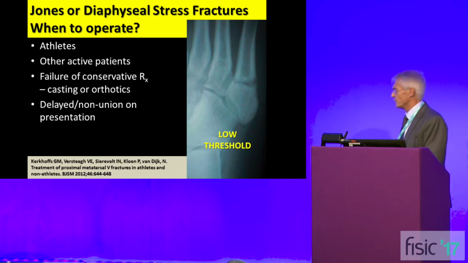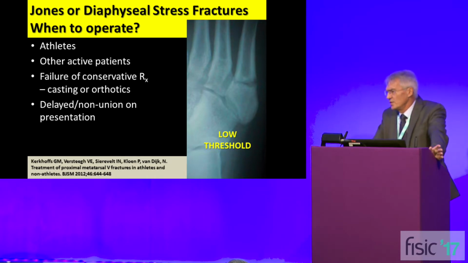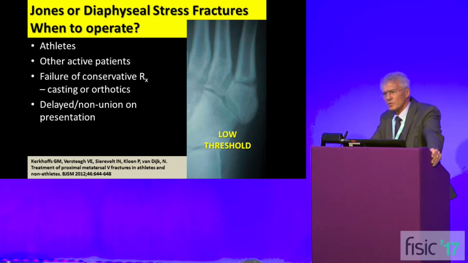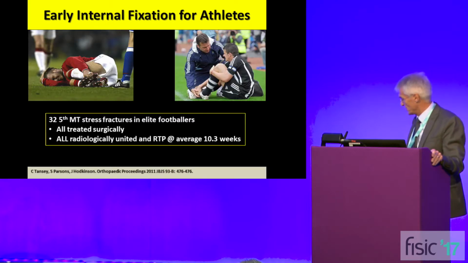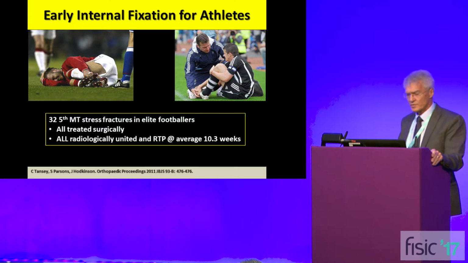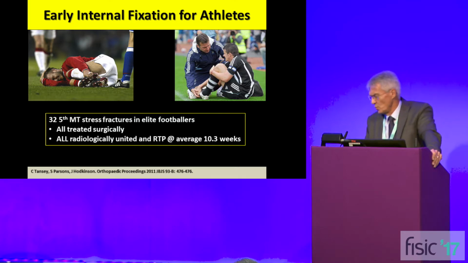Gino Kirchhoff and Nick Van Dyke, in this paper, asked: who should we be operating on? Well, I think James would confirm with me that we've got more aggressive with our athletes and people who are generally active. Clearly, if they fail conservative treatment, or if they present late, they've already got a non-union. This paper gave some very promising results: 32 stress fractures in elite athletes healed and returned to sport in an average of 10 weeks.